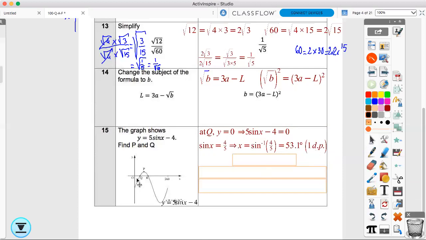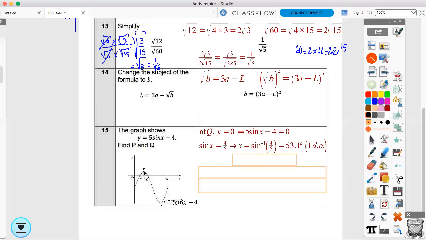Now you might think, where would R be? Remember when we do CAST, sine x would get 2 answers. That would be the second answer. 180 take away 53.1 would give you R. But that's not the question they've asked us. So we're not going to answer a question that doesn't give us any marks.